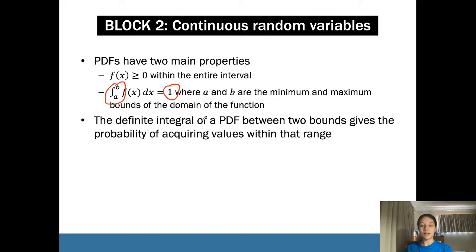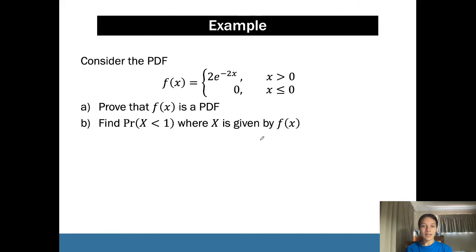So a definite integral of a PDF between two bounds gives the probability of acquiring values within that range. If you want to find the probability of being between, like, 160 and 170 centimeters tall from a certain probability density function, you would integrate between those two values. And that area gives you the probability.